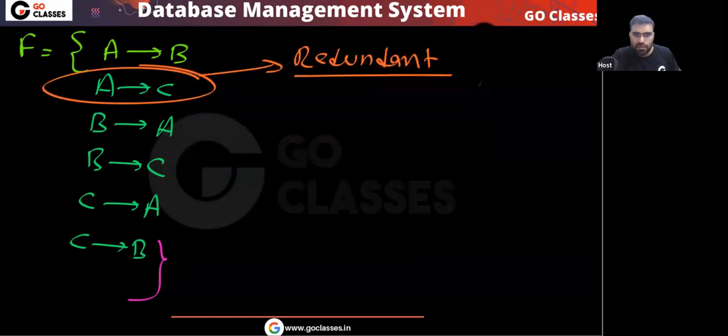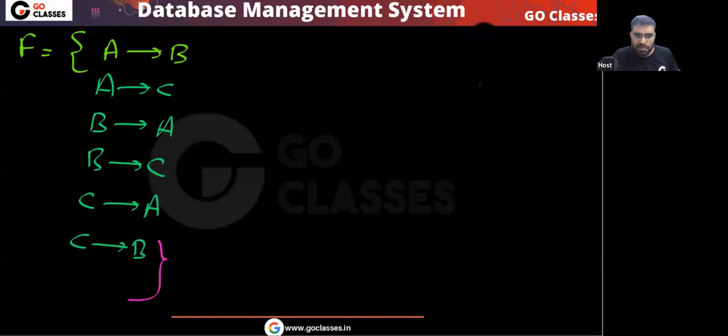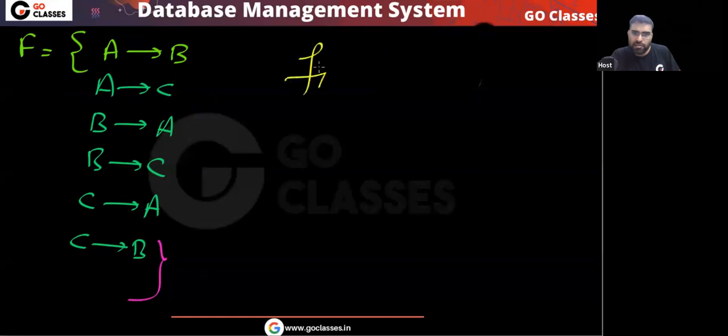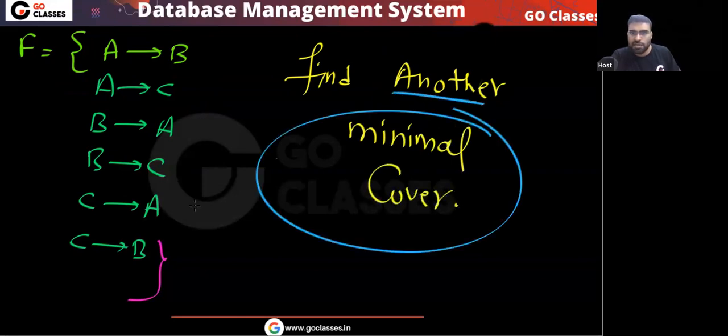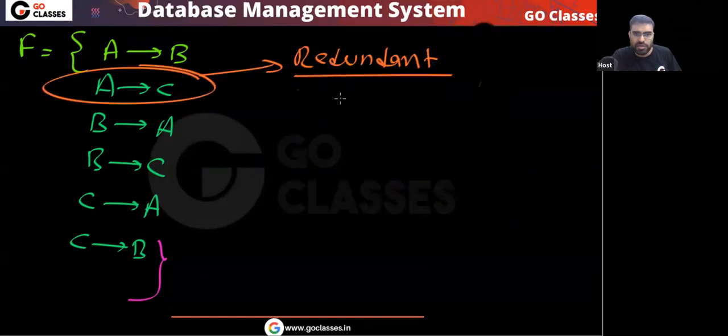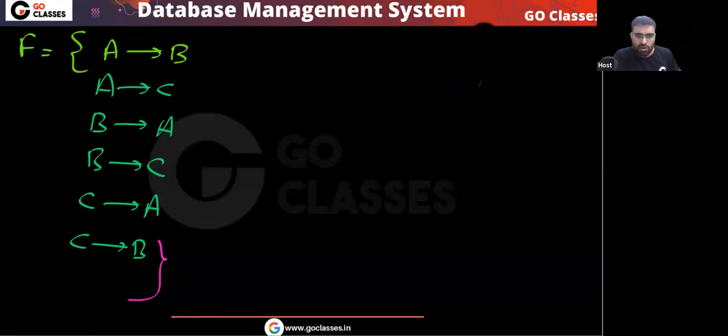Now we are finding another minimal cover. Our task is to find another minimal cover. Let's find minimal cover number 2. So you can see this is redundant. Because this is redundant, you can delete this, right? Yes or no? So I can delete this.